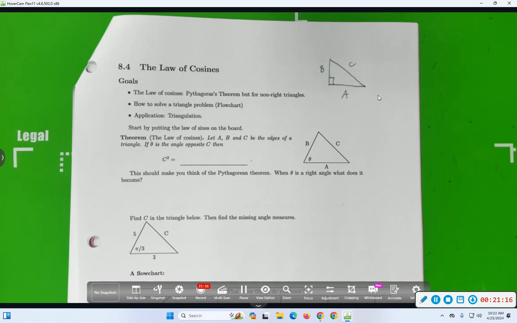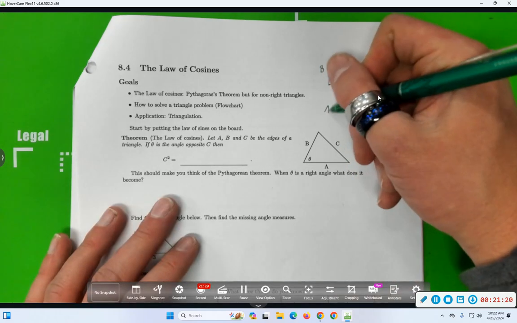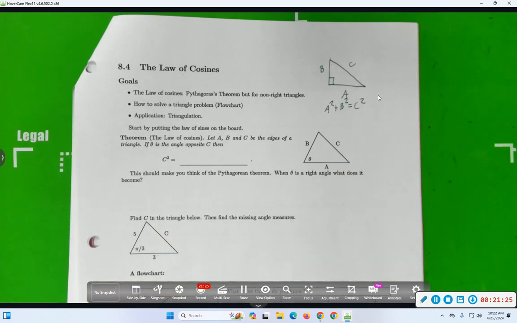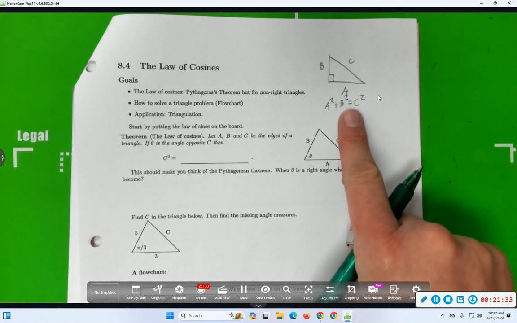That's true, but there's an equation, right? Yeah. So that C has to be the longest side because it squares the sum of the other two squares. All right, well that's useful.